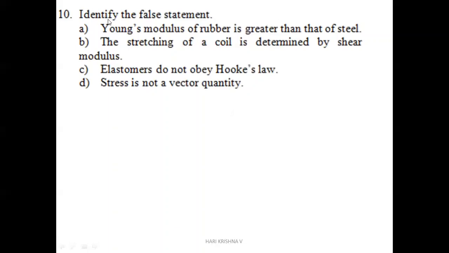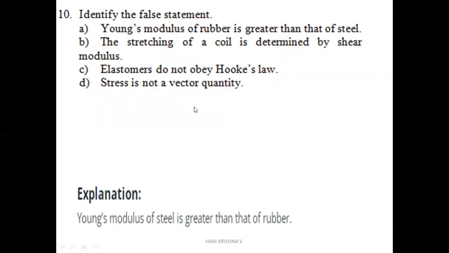So next, identify the false statement. Young's modulus of rubber is greater than steel. The stretch of a coil is determined by shear modulus. Stress is not a vector quantity. Seeing the question, in the concept of elasticity, you should know that steel is more elastic compared to rubber, because when you stretch steel it resists more compared to rubber. So Young's modulus of rubber is greater than steel is the wrong statement.